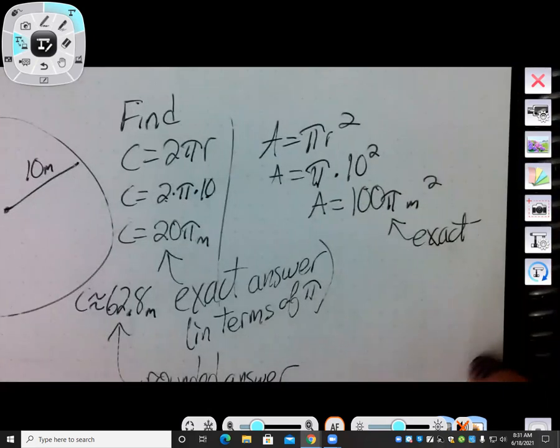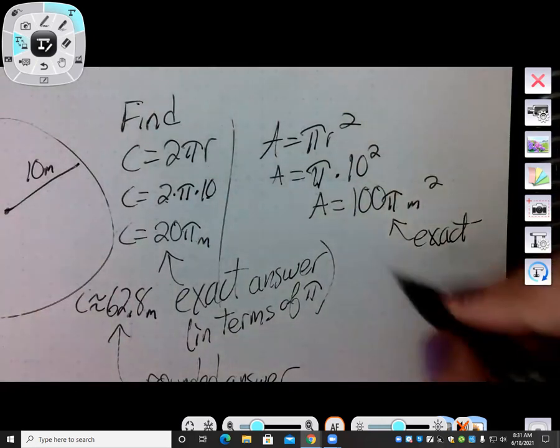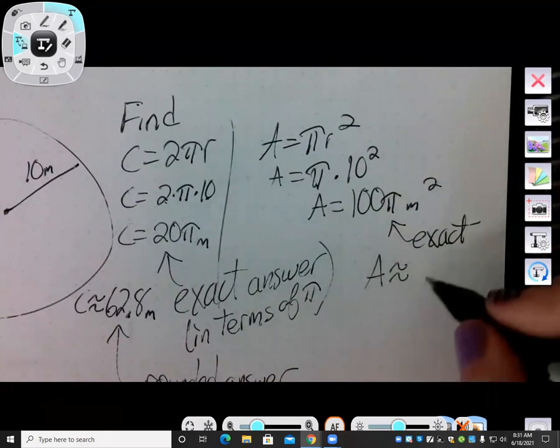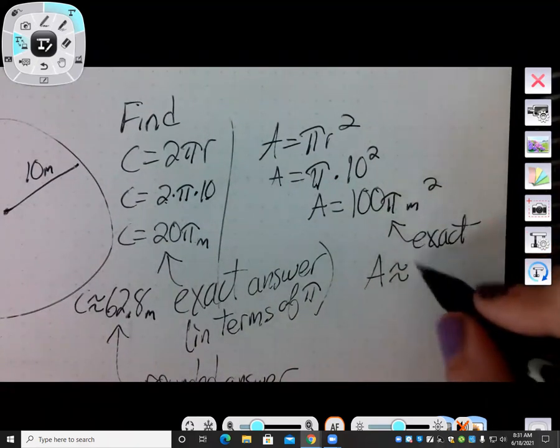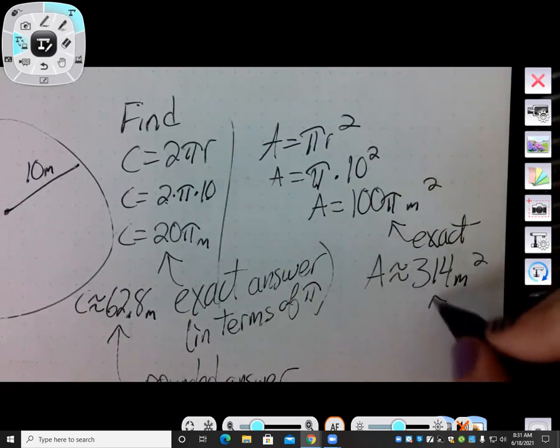And then I could do the same thing when I want to actually get my decimal answer. 100, oh, I don't have to do that. It's just 314, right? But now I'm rounding it because I rounded pi to 3.14. So I get 314 meters squared, and that is my rounded answer.